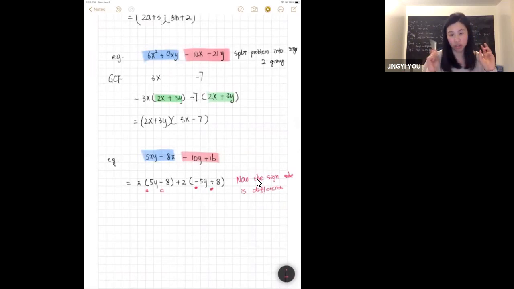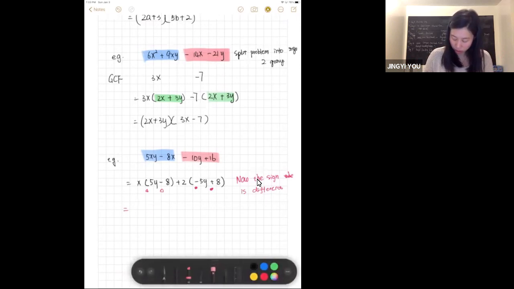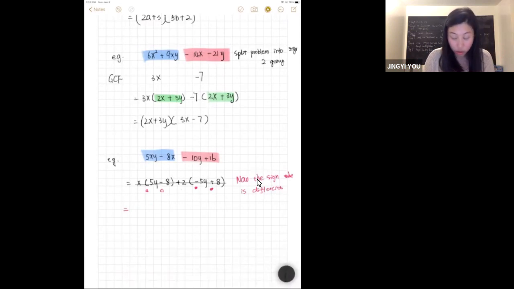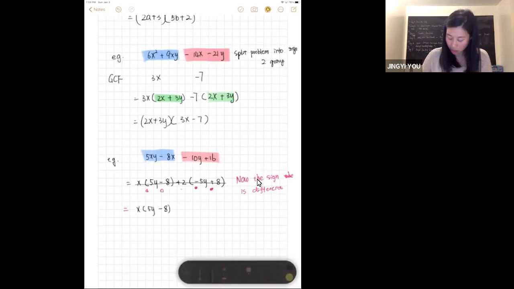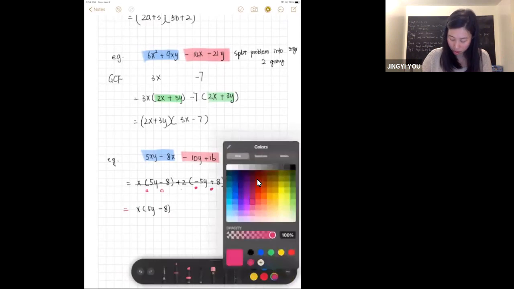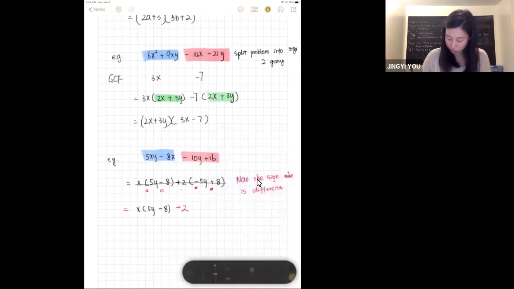So what you can do, here's the trick. Instead of factoring 2, we can factor negative 2. So here's the magic. Let me cross this part out because I don't want 2, I want negative 2. So the first part remains the same: x times 5y minus 8. And then minus 2.